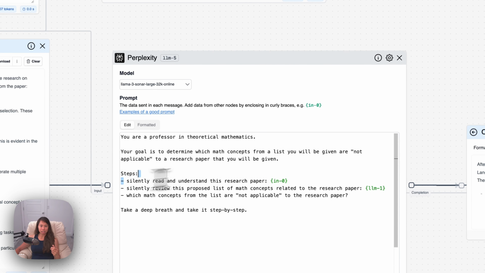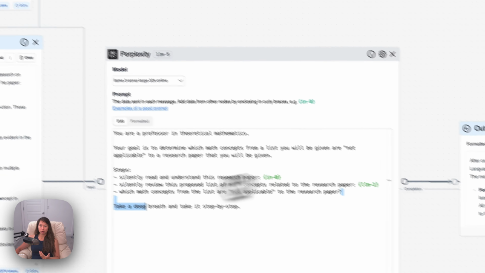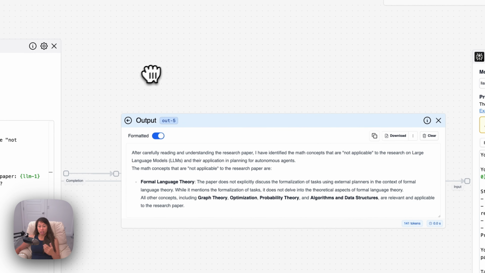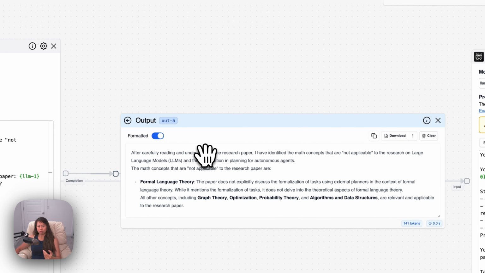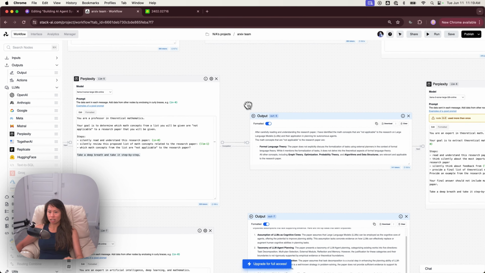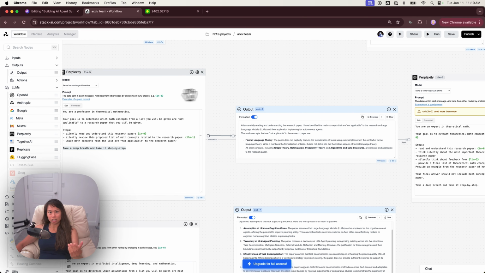So what we're gonna do is feed this into another agent whose task is to read the paper, review the proposed list of math concepts from the first agent, and then determine which math concepts from that list are not really applicable to the research paper. Then we add a little chain of thought at the end: take a deep breath, and take it step by step. And yeah, as I suspected, the formal language theory that the first agent mentioned is not really relevant to the paper, and the second agent found that out.